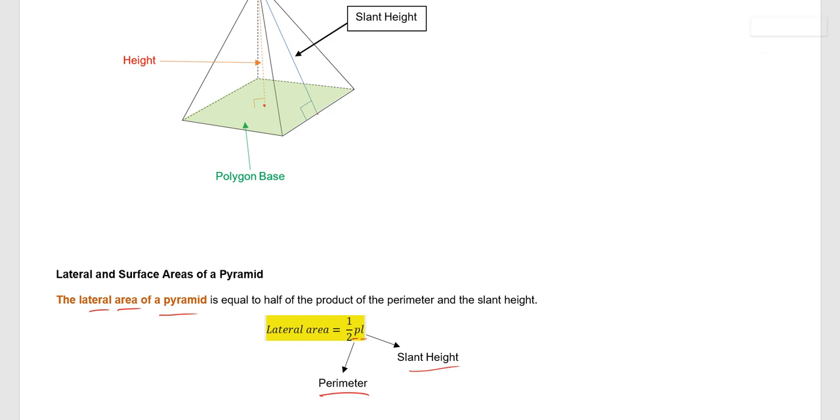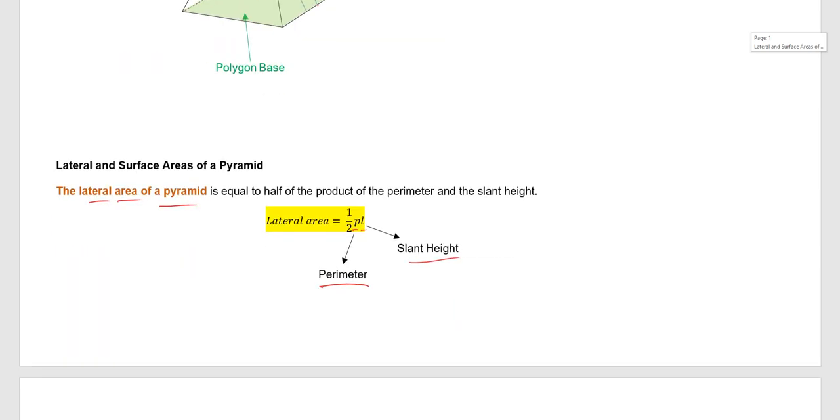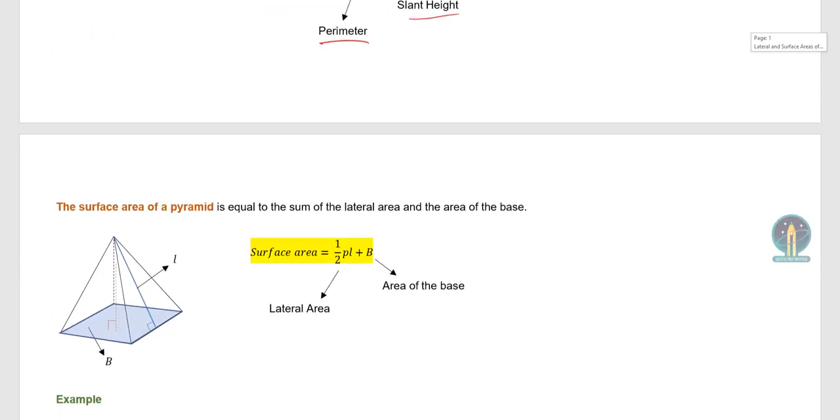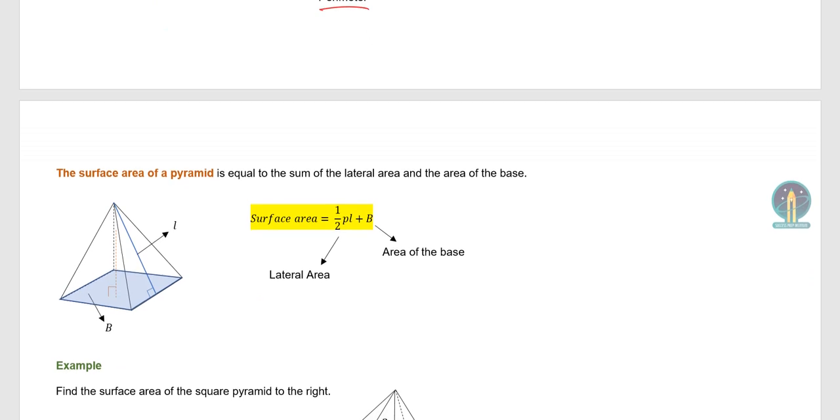So then finding the total surface area of the pyramid requires finding the lateral area and then adding the base area, right? So the lateral area is the area of all four faces, right? So this and the back face and then this face. So that's the lateral area, and then the base area is the area of the bottom base. Adding these areas together gives us the total surface area of the pyramid.